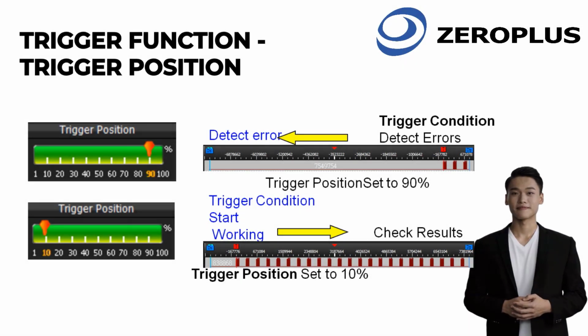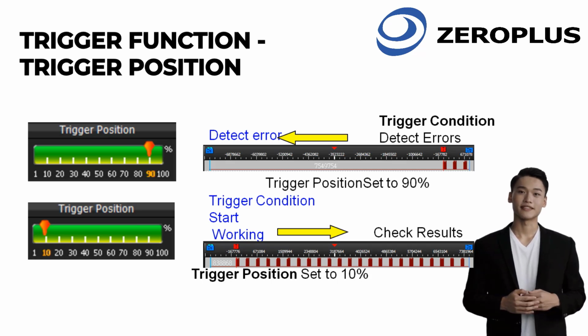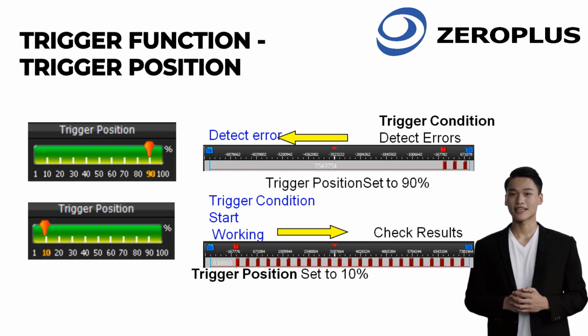Trigger function. The trigger position affects the location of the trigger bar. Typically, the signal is measured using a recording method with the trigger position set to 10%. If specific conditions are triggered and there is a need to understand the signal preceding those conditions, the trigger position can be set to 90%. The trigger position percentage can be set between 0% and 100%, accepting only integer values.